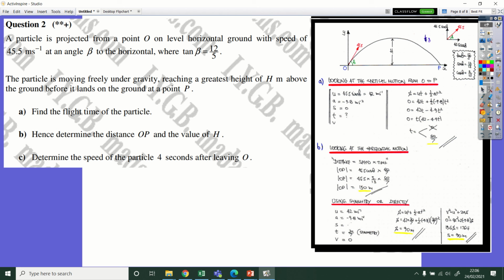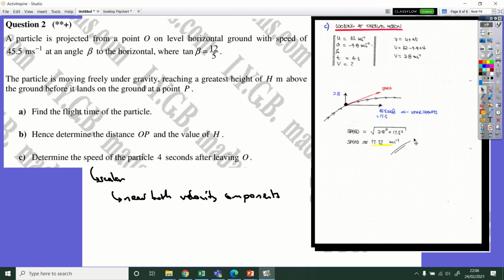Okay, for part C, the speed of the particle 4 seconds after leaving the origin. So bear in mind that speed is a scalar quantity. But to work out this scalar quantity, you're going to need both components of your velocity. Okay, we are very much treating these questions as if we're using vectors because we're working in 2D. Okay, so I'm going to, again, hide this picture. We're going to see what that looks like.